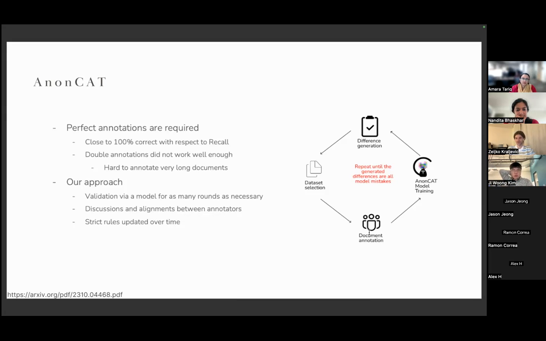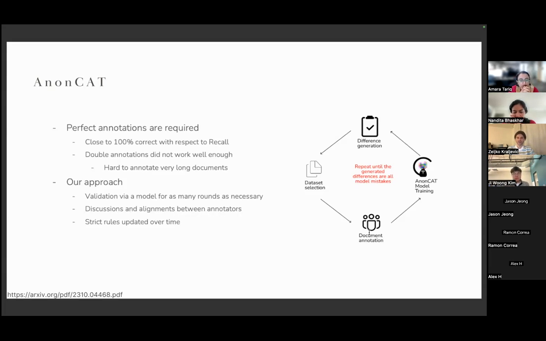Basically, the annotators and the model agree perfectly, meaning the model has learned perfectly to de-identify these documents. So this was the approach we have used. It is a bit time consuming and takes quite a lot of effort, but it was the only one that we have found to properly de-identify these documents.